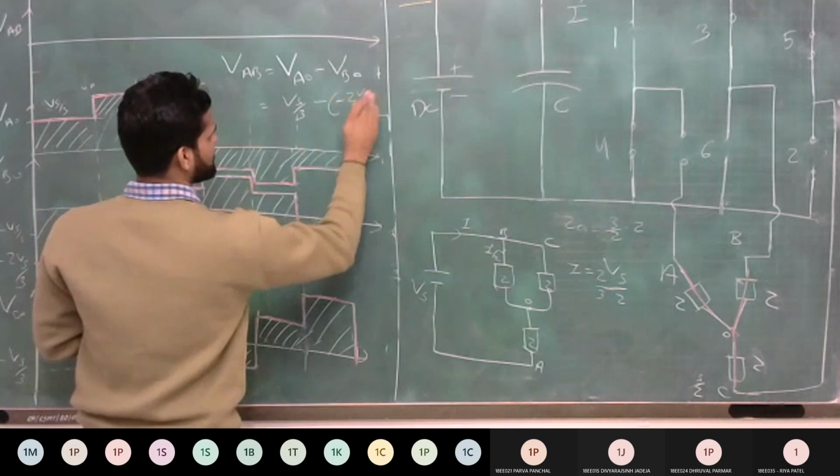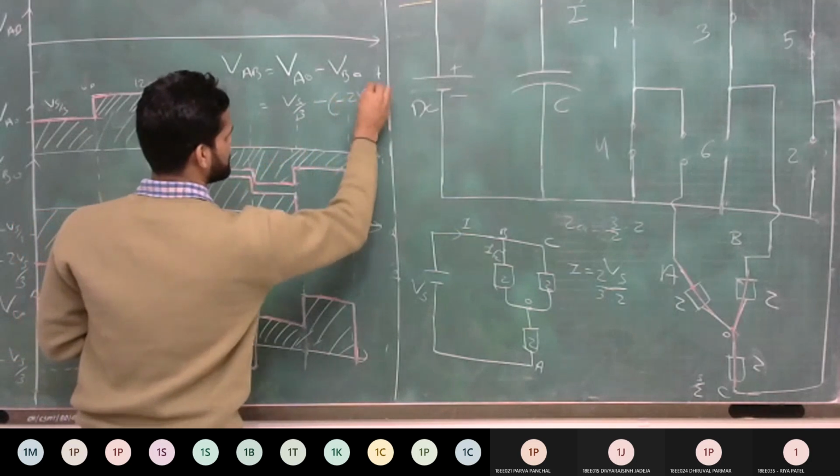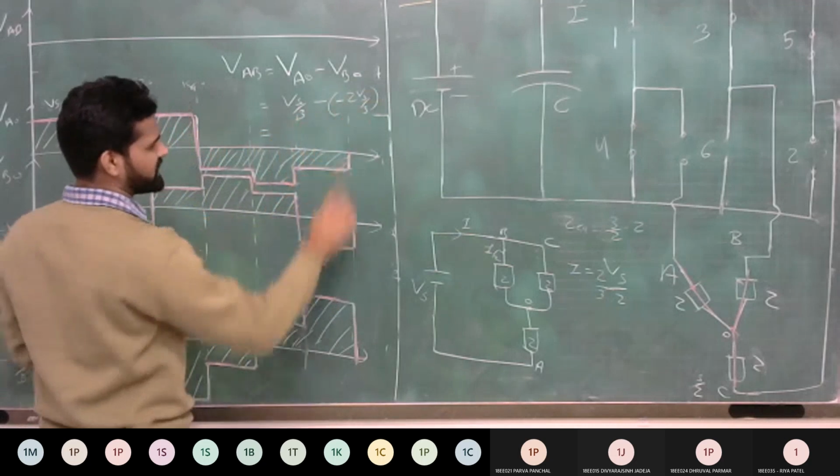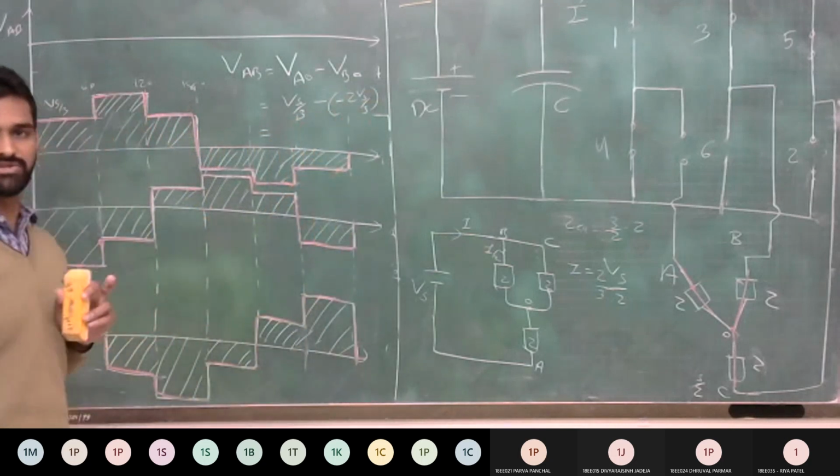Minus 2 Vs by 3. So here it is minus minus plus. So Vs by 3 plus 2 Vs by 3. How much?